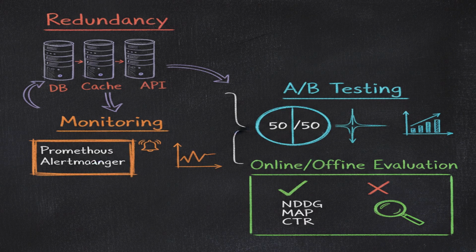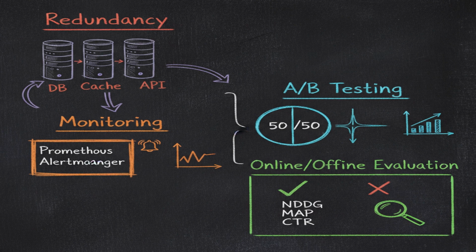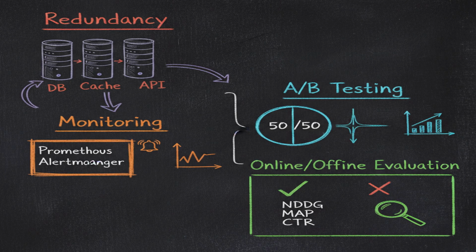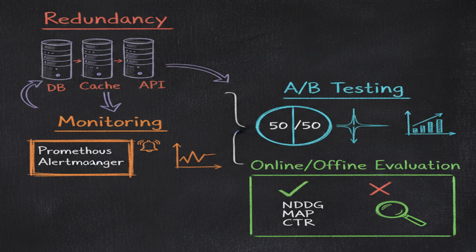To evaluate the system, we'll use A/B testing to compare different recommendation algorithms. We'll also use online and offline evaluation metrics. Online metrics include click-through rate, CTR, and conversion rate. Offline metrics include NDCG and MAP.